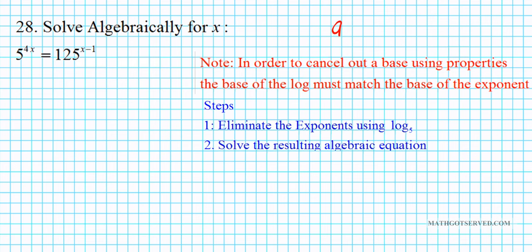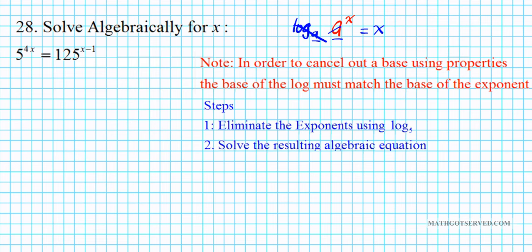Let's say you have a to the x as your logarithmic expression. If I want to eliminate this base, I'm going to use log base what? I'm going to use log base a. So you notice that the base of this log matches the base of this exponent. These two functions cancel out and you're left with x. Okay, so that's how you do it.